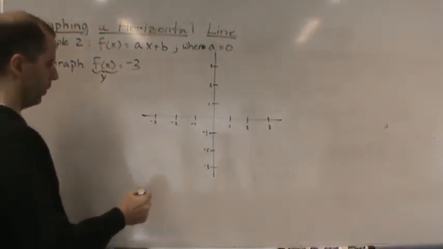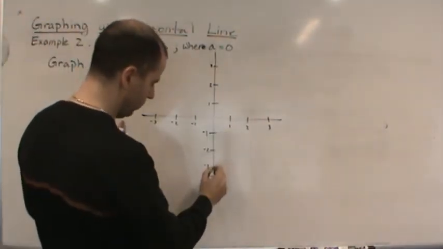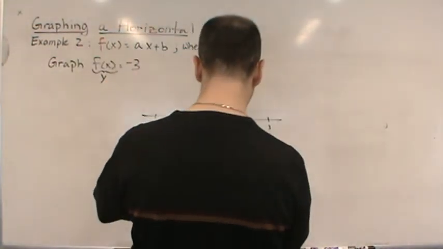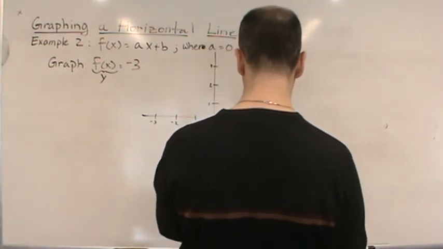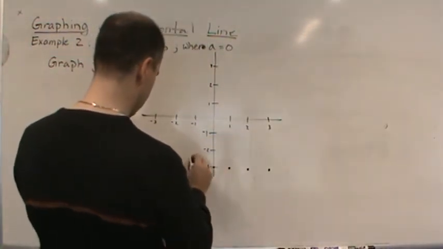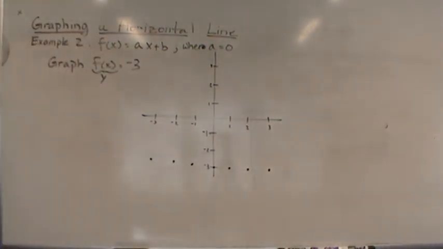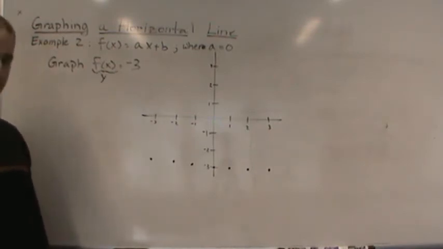So that's it. If y is always going to be -3, it doesn't matter if x is 0, y is going to be -3. It doesn't matter if x is 1, y is still going to be -3. Or if x is 2, y is going to be -3. So anytime you have a function that's equal to a constant, that's telling you that no matter what the x value is, y is never going to change.